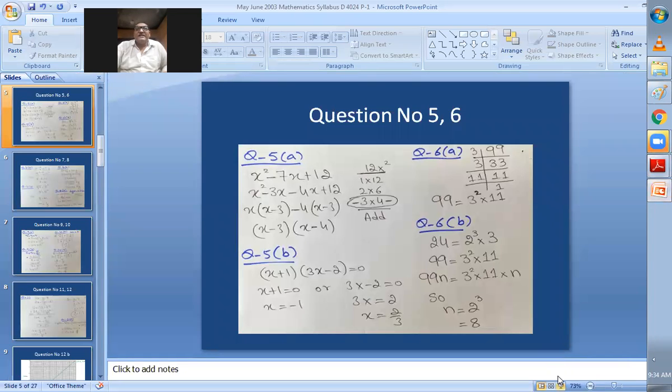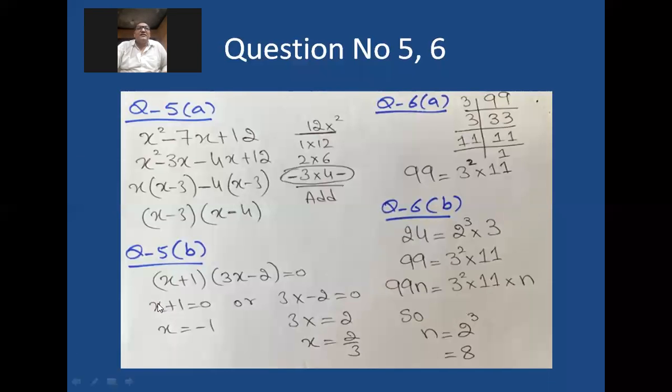So here you can see the question number 5B part: 3x minus 2 in one bracket and x plus 1 in the other bracket, both multiplying equals 0. I will make the first bracket 0: x plus 1 equals 0, so x will be equal to minus 1. 3x minus 2 equals 0, 3x equals 2, x will be equal to 2 by 3. So this is how you will do it. We got the values of x. This is called solving the equation.